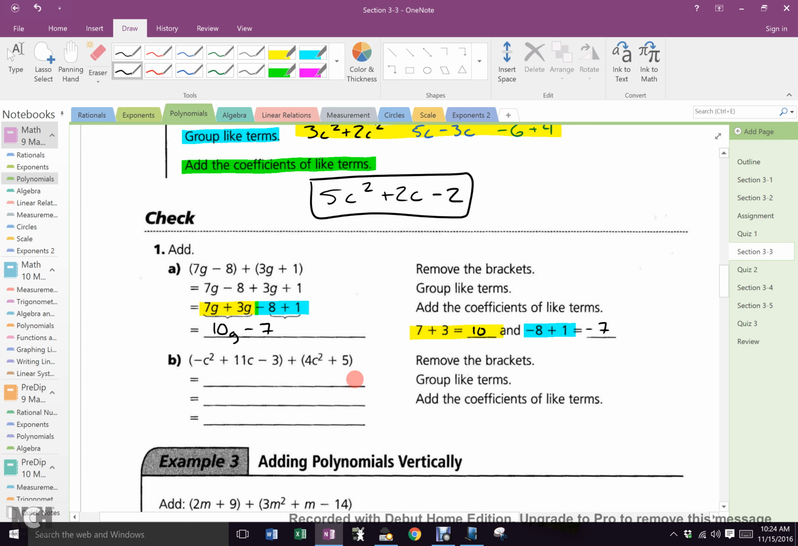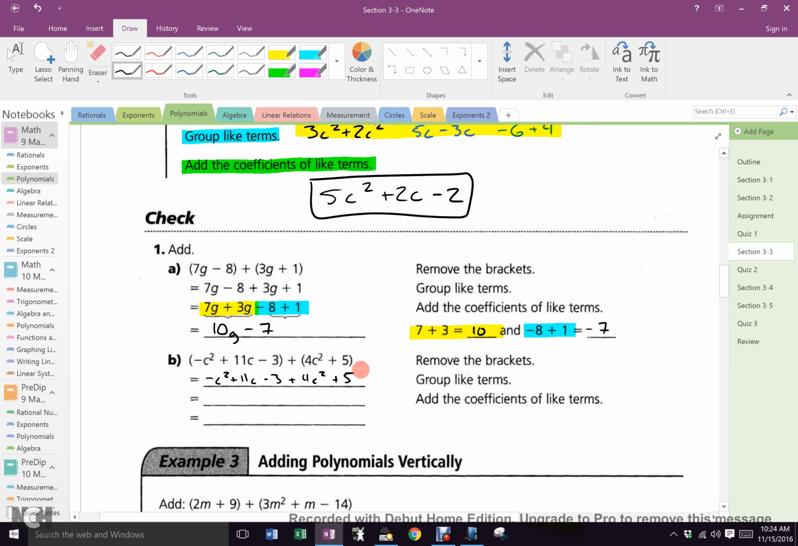What will be written on this line? Minus C squared. We don't have the line. Oh, you guys don't even have the lines? Look at you. Plus 11C minus 3 plus 4C squared plus 5.